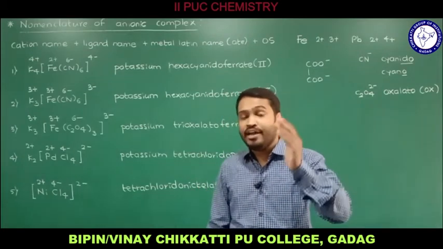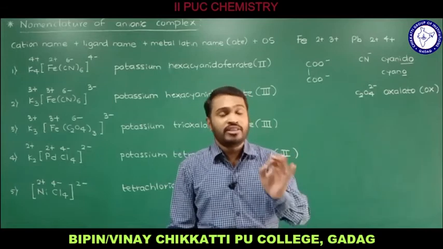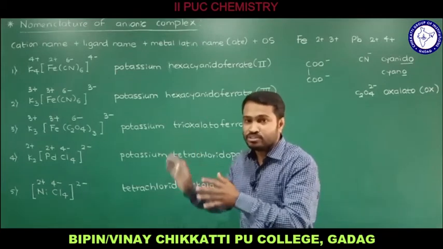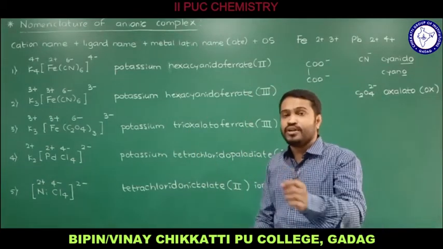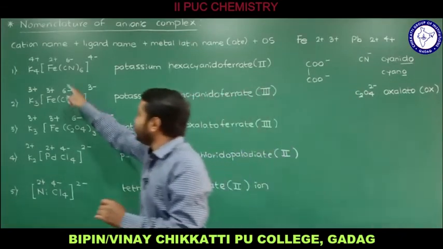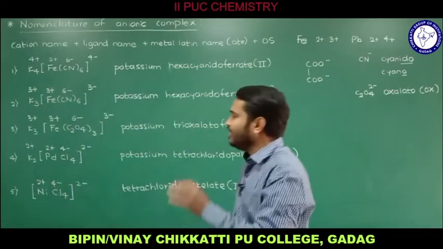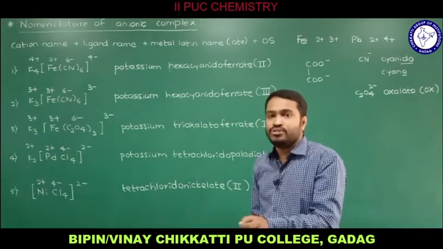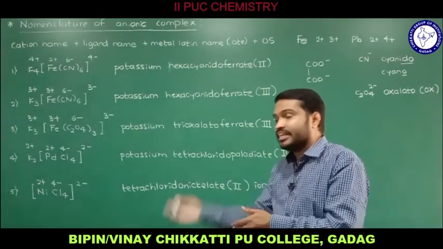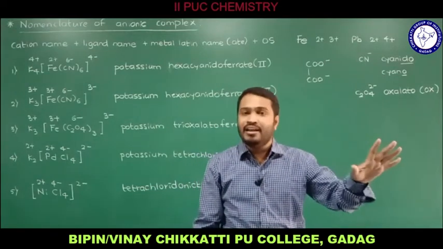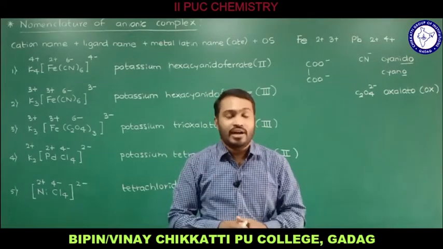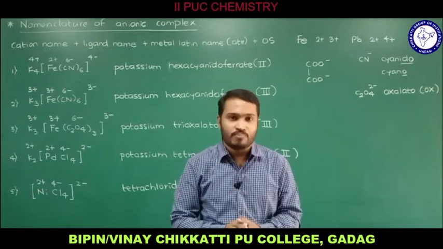This is all about the IUPAC nomenclature of anionic complexes. Remember, first write the cation name, next the ligand name, and the respective rules have to be followed. Then the metal name, the word should end with ATE, and we are supposed to write the oxidation state of that one, in the same method. Remember that the metal name should end with ATE: ferrate, palladiate, nickelate. If you have zinc, zincate, cobaltate, like that, the metal name, to be in a Latin name, the word should end with the ATE. That is all about the IUPAC nomenclature of anionic complexes.